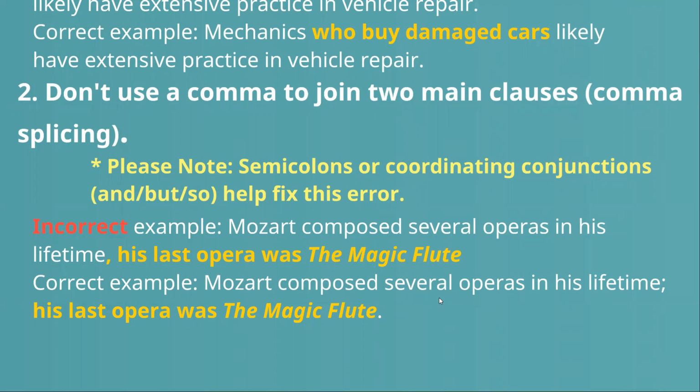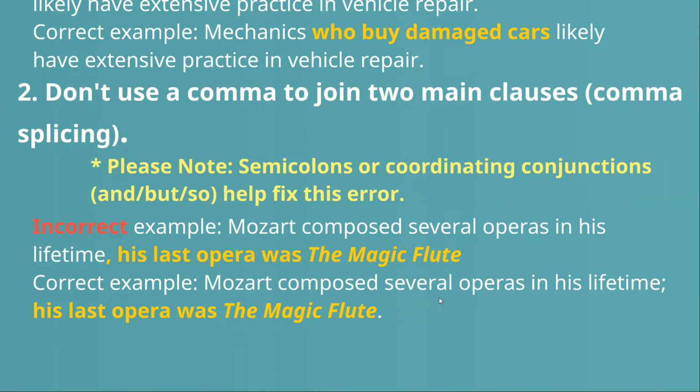Now notice, in the incorrect example, that using a comma to try and connect these two independent ideas does not work. Think back to those conjunctions. If you use a comma there, the sentence will still read as an incomplete sentence. Now there are two quick fixes here. One of those, utilizing a semicolon, is demonstrated in the correct example. However, that's not the only way. Another fix for this is to use a coordinating conjunction, and, but, or so.